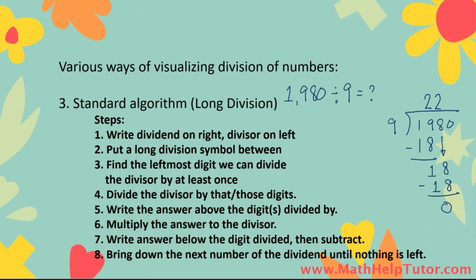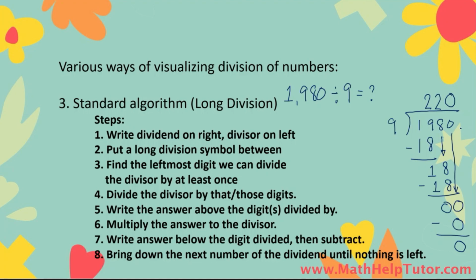But we can't stop here because there's still a digit left from our dividend, and we need to bring that down. So we bring down 0 and then perform division again. So 0 divided by 9 is 0 because there are no 9s in the number 0. So we put that answer on top of the digit that we just brought down, and then we multiply that answer to our divisor. So 0 times 9 is 0. We put that answer below the digits that we just divided, and then we perform subtraction. So 0 minus 0 is just 0.